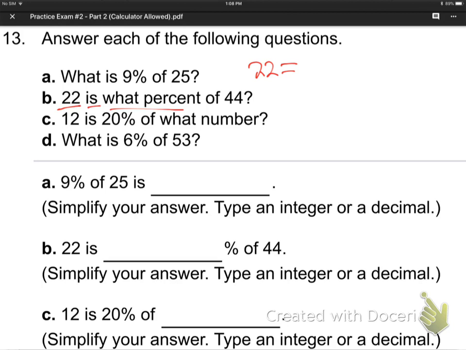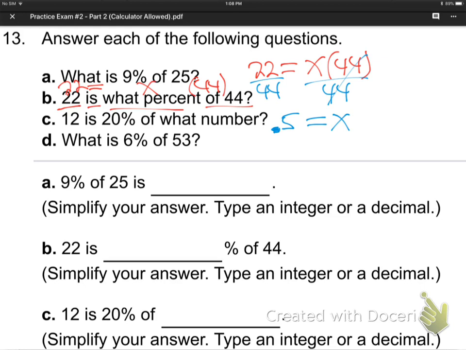Okay, part B. 22 equals what percent x of 44, times 44. So I just directly took that. 22 equals what percent of 44, times 44. So there we go. Now how do you solve for x there? Divide by the 44 and you'll get 0.5.